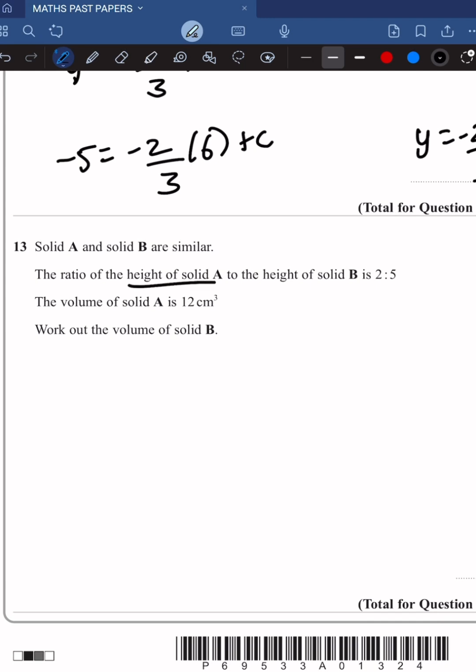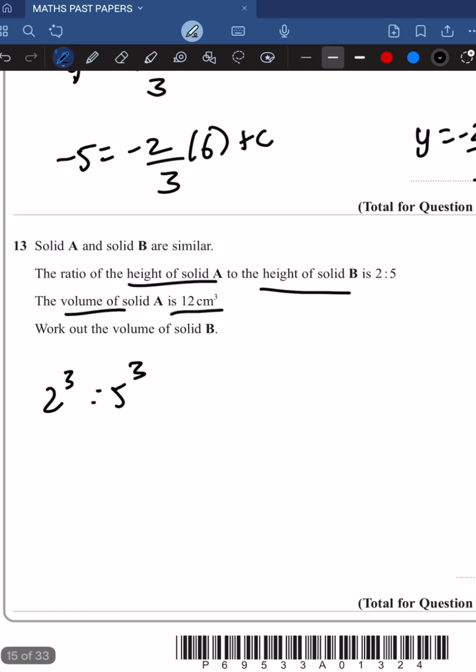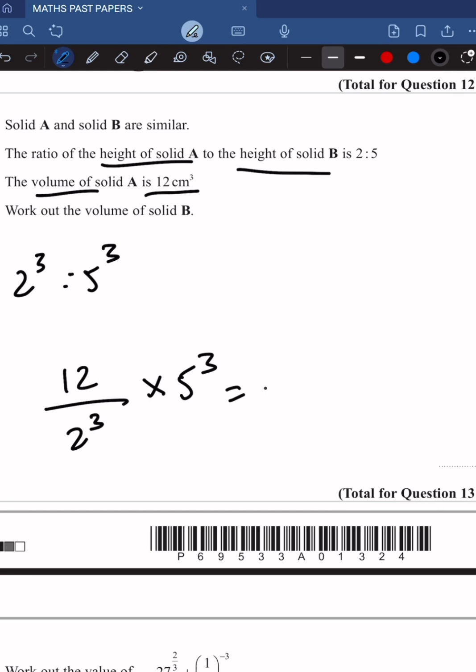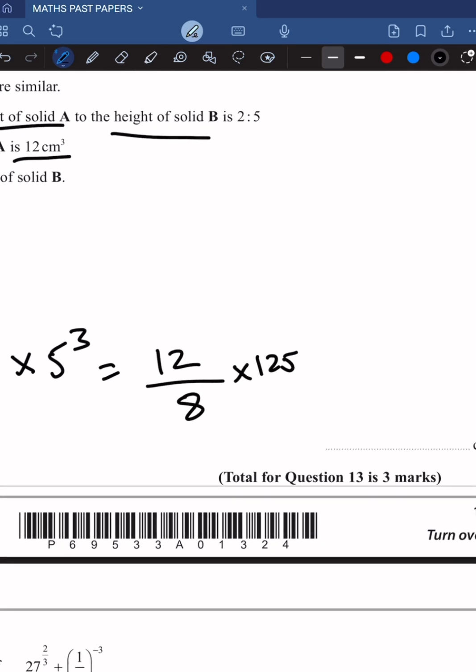So we're looking at the height, and we have volume in here. The first thing we do is we put that into a ratio. So we have 2 cubed to 5 cubed, of course, because of our ratio. Now, because the volume of solid A is 12, we're going to do 12 over 2 cubed times 5 cubed, because we're comparing the volume to the height. The height to the power of 3, of course, equals the volume. That is 12 over 8 times 125, which is equal to 187.5.